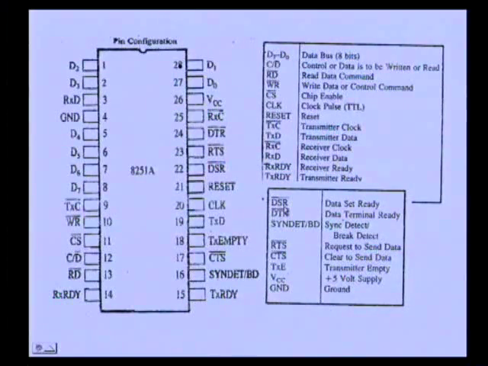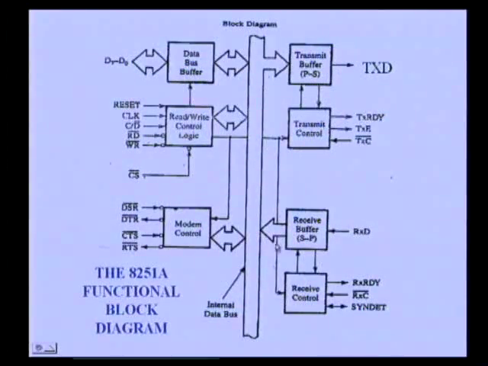these pins are used with a modem. DSR is data set ready, DTR is data terminal ready, then sync detect and break detect. RTS is request to send data, CTS is clear to send data, TXE is transmitter empty, then VCC and ground. So these are the 28 pins of 8251. This is the functional block diagram.